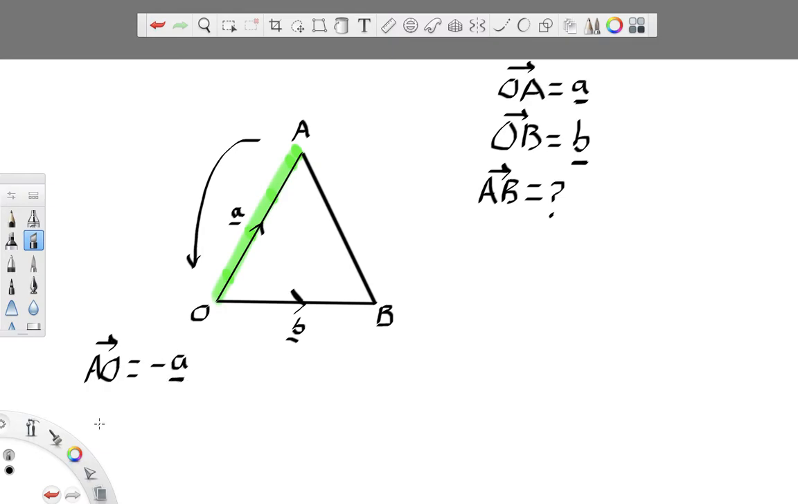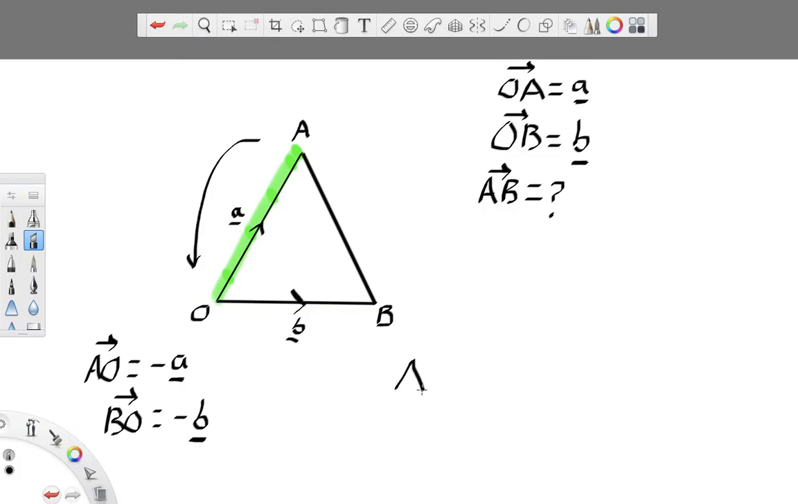And similarly, if I said to you, well, what is B to O, which we draw like that? Well, we'd look and we'd say, well, O to B was the vector B, but we're not going in that direction from left to right, we're going from right to left, so it must be minus B. So like that. And knowing both of those things is going to help us find the vector AB.